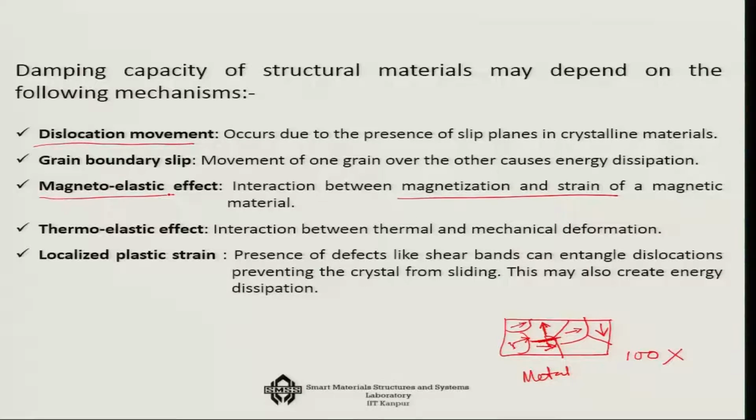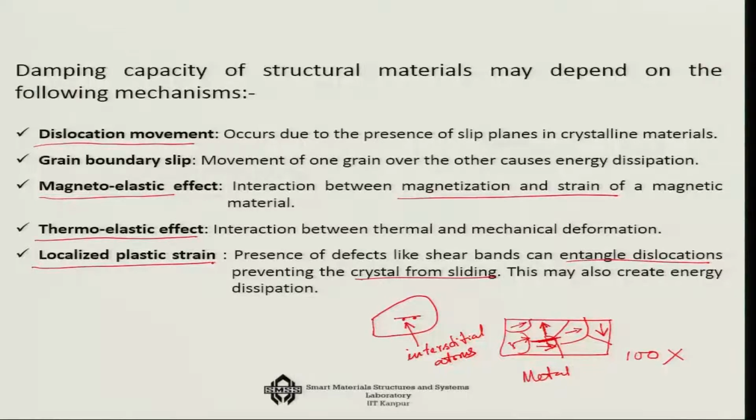Similarly, you know about phase transformation and other anomalous expansions. That gives rise to the thermoelastic effect of the system. And finally, there can be some localized plastic strains due to the presence of defects like shear bands, which can entangle the dislocations, preventing the crystal from sliding. Or consider a particular grain, and inside the grain suppose you have a dislocation here, and then you have some pinning by the interstitial atoms. If that comes into the picture, there will be some localized plastic strain, and that will also contribute to the damping of the system.